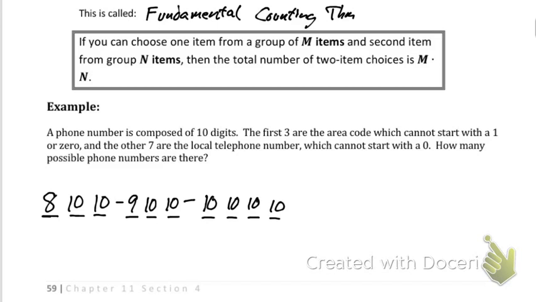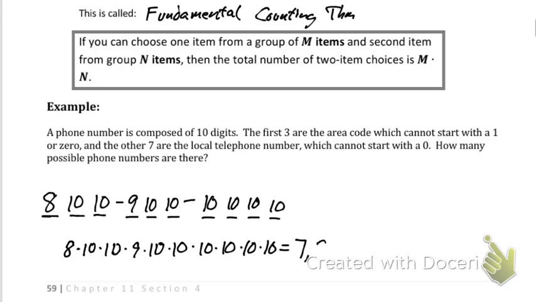So that means all you have to do is take out your calculator and multiply 8 times 10 times 10 times 9 times 10 times 10 times 10 times 10 times 10 times 10. So it does in fact fall into that fundamental counting theorem. So we're just multiplying all of these guys together. And it's something like 7 billion. I forget the rest. 200. Okay.